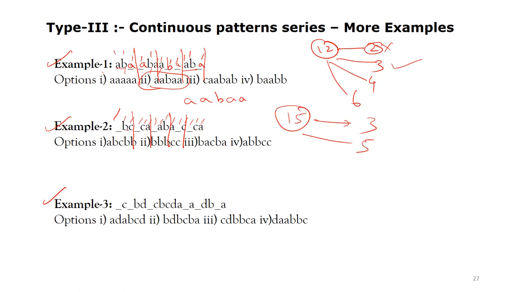Now, dash BC, dash CA, dash AB. So if you see, in each and every group, one term is missing. ABC, BCA, CAB, ABC, BCA. So it's cyclic. So ABCBB is my answer. That's it. Clear? So that is the answer for the second one.